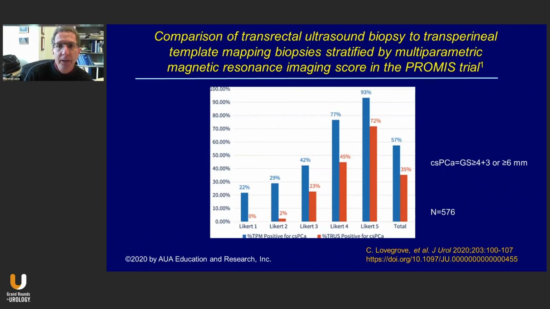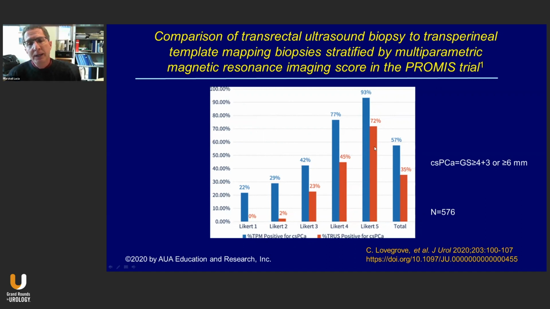Perhaps the best data comparing how TTMP works over TRUS comes from the PROMIS trial, a UK multi-center trial, in which 576 patients got all modalities. They got TTMP, they got a systematic TRUS biopsy, and they got multiparametric MRI. And you can see that in every instance, the transperineal approach, the mapping biopsy, outperformed TRUS biopsy for the detection of cancer through all Likert scores here, including those that would be considered MRI negative down here in the Likert 1 and 2 region here.